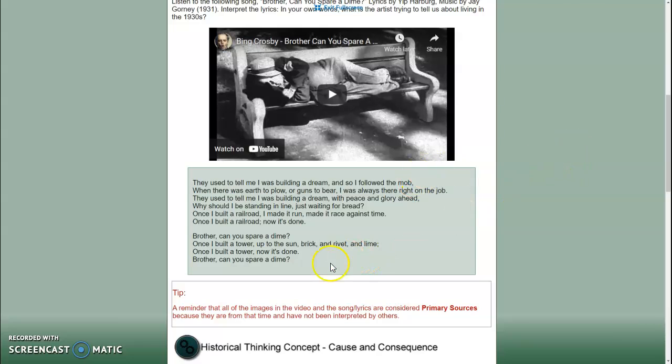Once I built a tower, up the sun, brick and rivet and lime. Once I built a tower, now it's done.